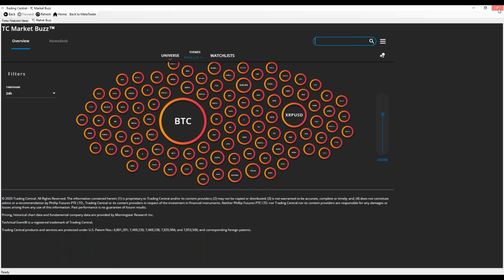Okay, so this is just a platform demo and also the three different plugins that Phillip Futures can offer. Right now, let me move on with the presentation.